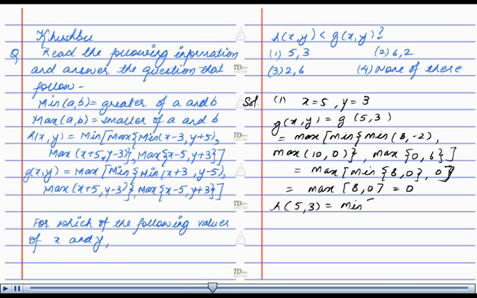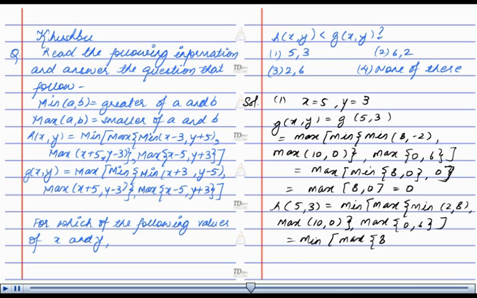That will be minimum of maximum of (2, 8), maximum of (10, 0), maximum of (0, 6), that will be minimum of maximum of (8, 0, 0), that is minimum of 0, 0, which is 0. So, the first option is not true.